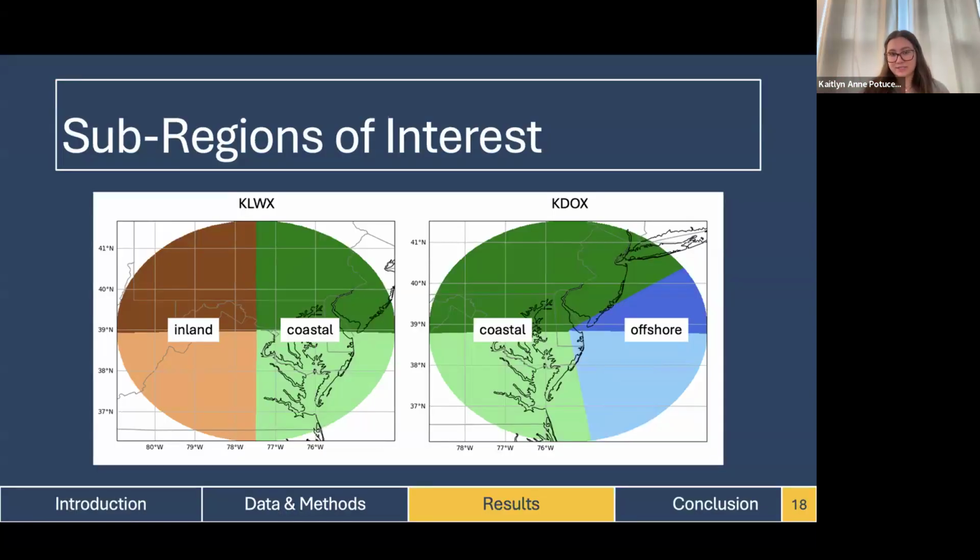We look at 8 subregions of interest in our study across 2 radar domains here. We can investigate the inland region, the coastal region and the offshore region. We do this qualitatively and quantitatively separately. This is important to get this full range because we can understand what's happening over the Appalachian Mountains, offshore over the Atlantic, and within the coastal region.